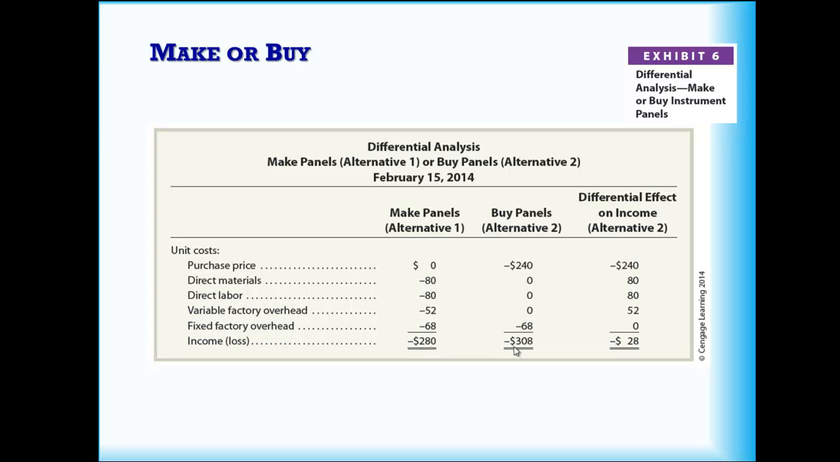Okay, so we'd be better off if we make these panels in this case instead of purchasing them, right? If this ended up being more than $308, it would make sense to buy them. But in this case, it's less than $308, which is the purchase price. So we'd be $28 per unit better off if we make them ourselves.